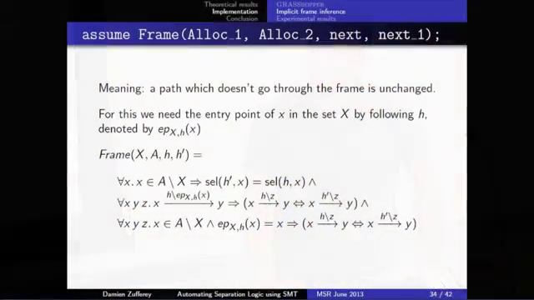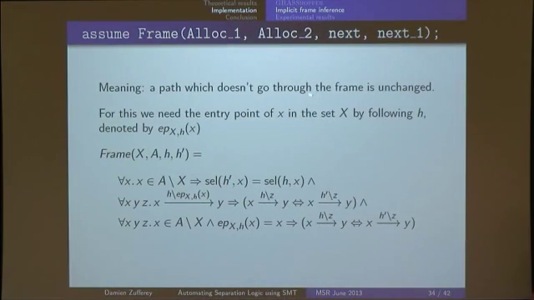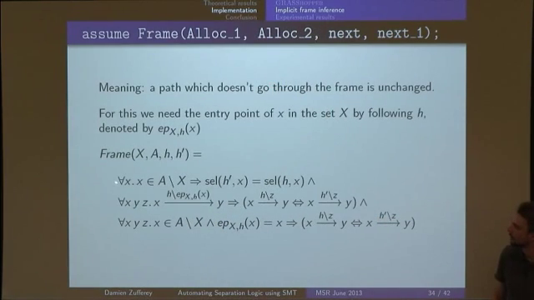Okay. So what we want the frame to say is that any path along this successor edge which does not go into the frame is unchanged. But for that, we'll need to add what we call the entry point. So the entry point of following one successor function in the set big X from x is, basically, the first node when you follow the h from x that enters big X, and otherwise it's x itself if you don't enter. And then, okay, what is the frame doing now.